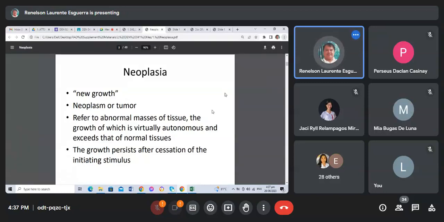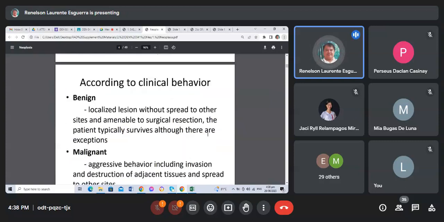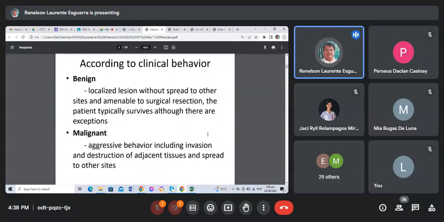The growth persists after cessation of the initiating stimulus, because in some forms of diseases that we have met in oral pathology 1, once the initiating factor is taken away from the site, the growth usually would stop. But in neoplasia, it's different. Even with the stimulating factor not present anymore or has been removed, the neoplasm will continue to grow. So according to clinical behavior, it can be benign and malignant.